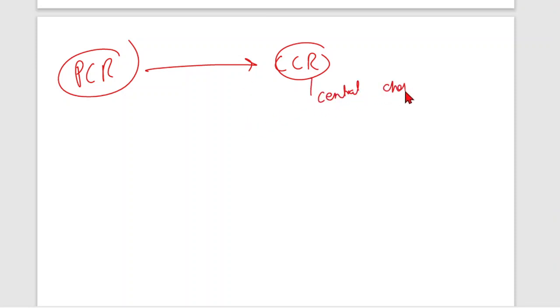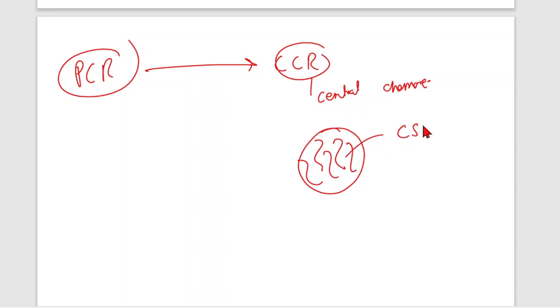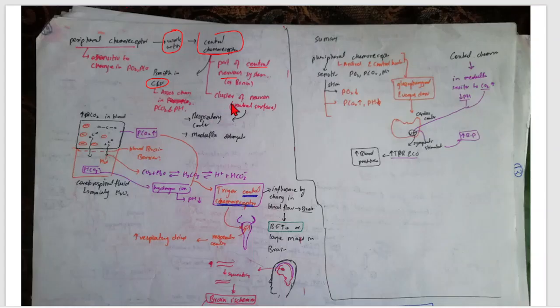Central chemoreceptor, for example, this is your brain, and this has cerebrospinal fluid. The central chemoreceptors are bathed in this cerebrospinal fluid. So you have to remember this, that they are bathed in the cerebrospinal fluid, and are actually a cluster of neurons.